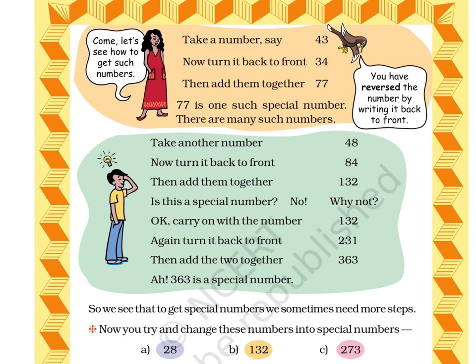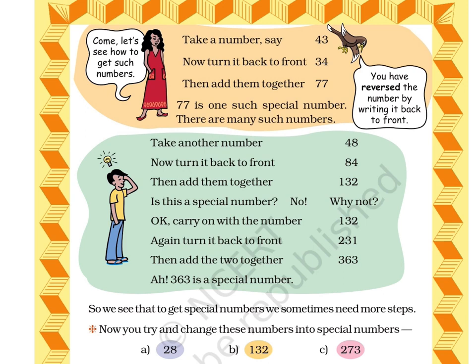77 is one such special number. There are many such numbers. The bird says, "You have reversed the number by writing it back to front." There is another picture where a boy is getting an idea. Take another number, 48. Now turn it back to front, 84. Then add them together, 132.